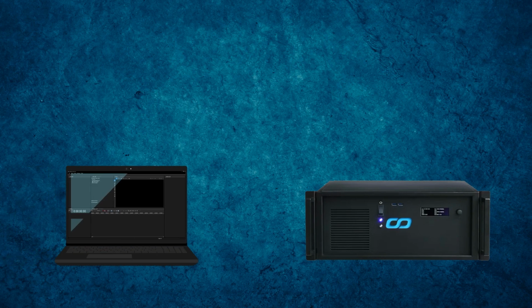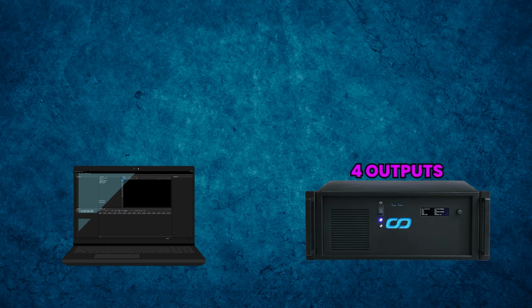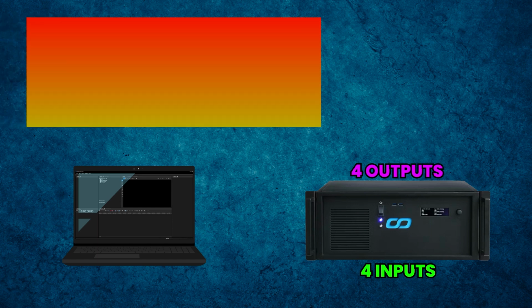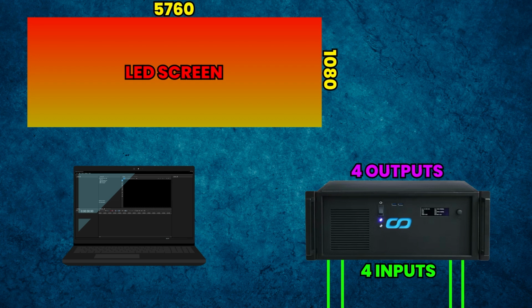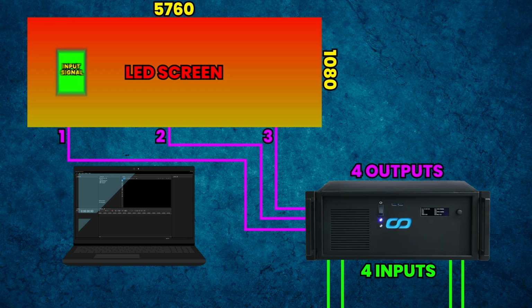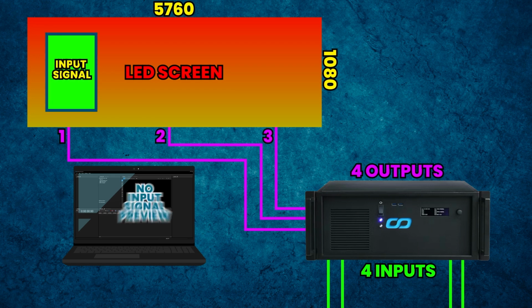Suppose you have a system that is composed of a main server and a control computer. The main server has a video card with 4 outputs and 4 inputs. Your task is to send a signal to an LED screen with a size of 5760 pixels by 1080 pixels, which is 3 HD. In our setup, only the main server is equipped with a capture card, so only on it will you see these signals. In other words, they will not be visible on the control computer.